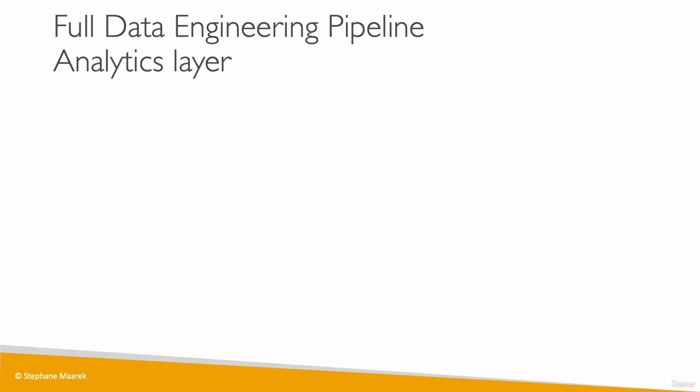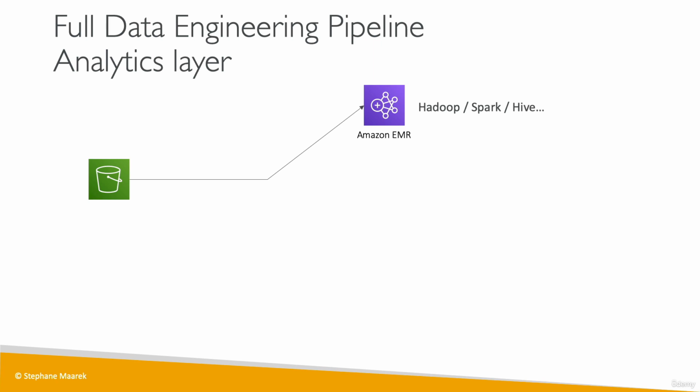Okay, so let's conclude this section with some discussion around different ways to do a data engineering pipeline on AWS. For the analytics layer, we can have Amazon S3, and the data can be read by your EMR cluster that could be running Hadoop, Spark, or Hive, and that gives you access to open source big data tools that may be great when you're doing a migration from on-premise into AWS.